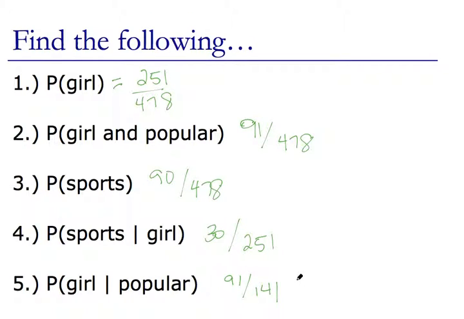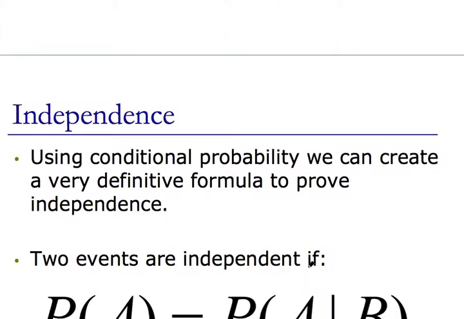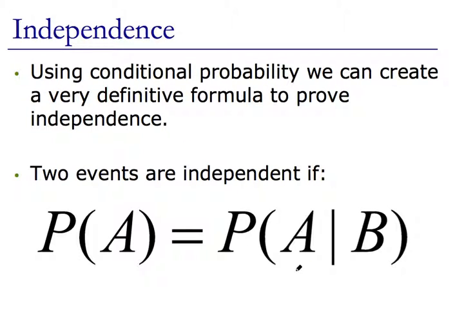Now, if I showed you this with the previous formula, we would get the exact same answers. Okay, the next topic is independence. And this is very important. The notes I'm giving you are important, but this in particular, because you will be asked to prove that two events are independent or two events are not independent.